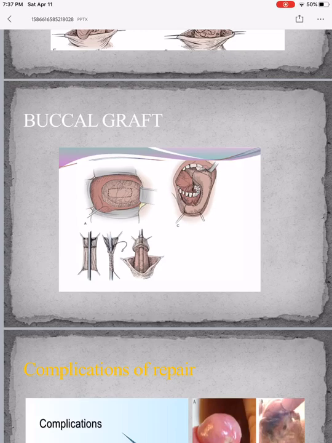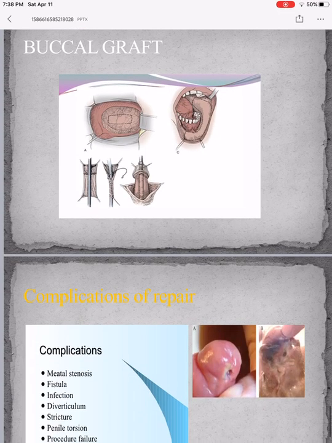So here, why the buccal graft? We prefer the buccal graft here because it usually has a thick lamina propria, and this ensures a good or excellent process of take. You should also avoid injury to the Stensen's duct.